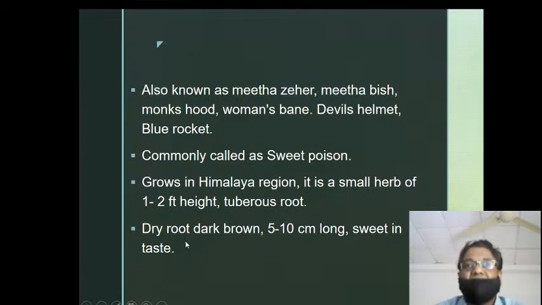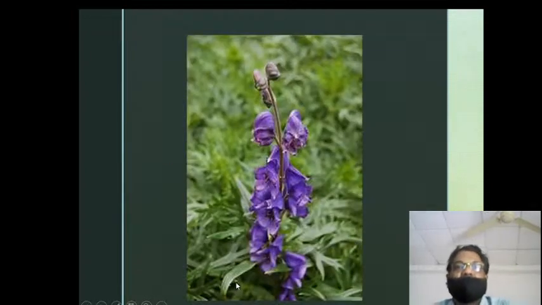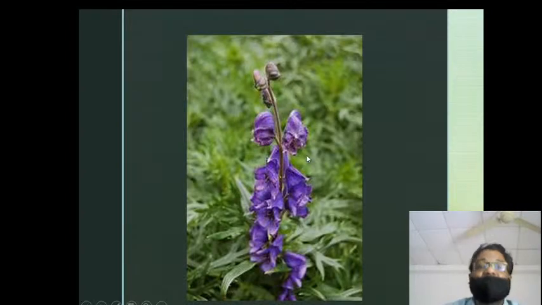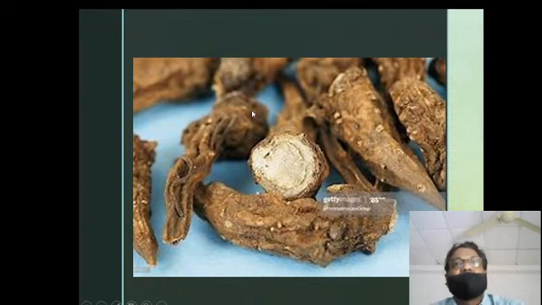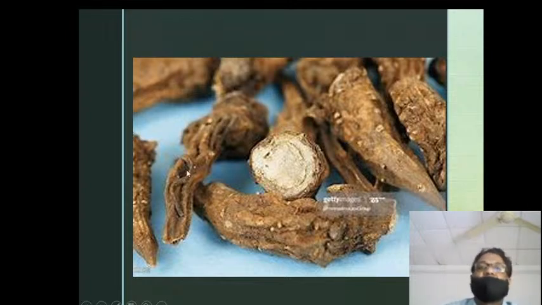If you examine the dried root, it appears very dark brown in color, usually 5 to 10 centimeter long, and important to note, it is sweet in taste. So the root is also called a sweet poison. So this is an aconite plant. You can see the purple color flowers, and this is the aconite root.